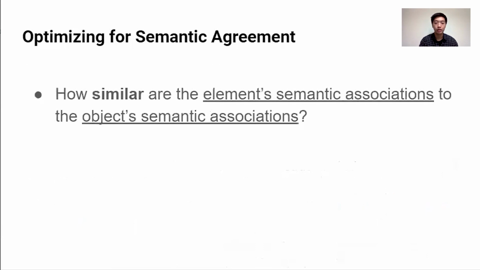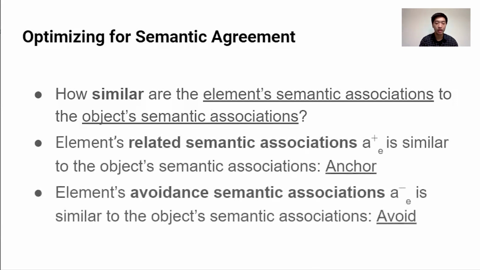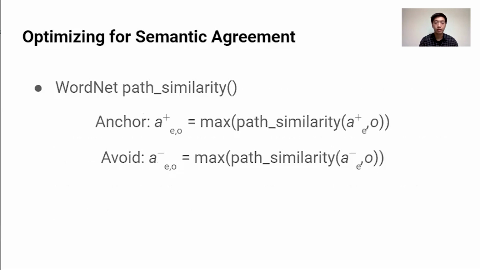To determine whether an element should be anchored to or should avoid a given object, we basically want to figure out how similar that element's semantic associations are to the object's semantic associations. If the element's related semantic associations are very similar to that of the object's, it should be anchored to that object. We follow a very similar procedure for computing the avoidance behavior. To calculate similarity, we use the path similarity metric from WordNet, which corresponds to the length of the shortest path between their synsets according to WordNet's ISA hypernym-hyponym taxonomy. We use these two variables to represent the anchoring and avoidance behaviors.